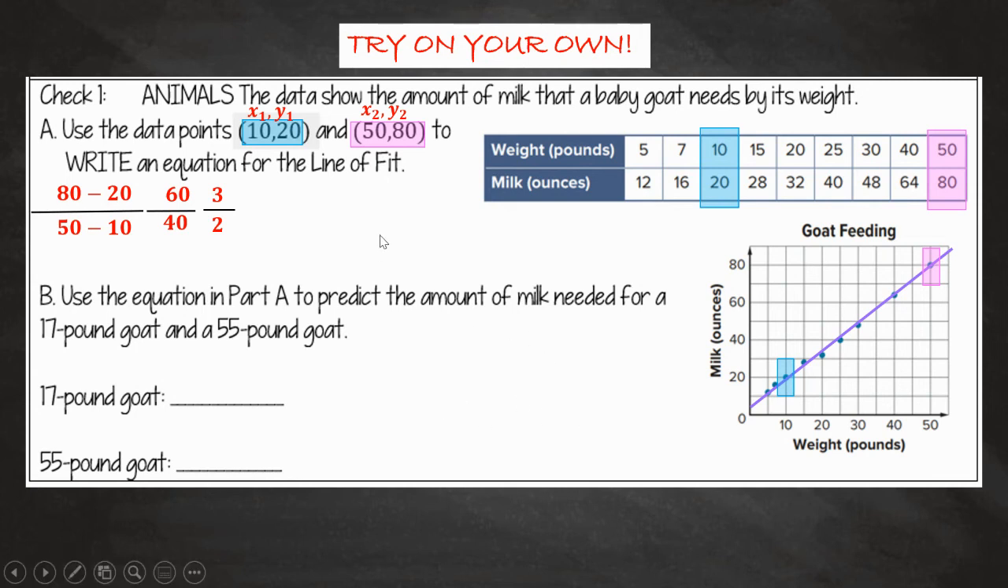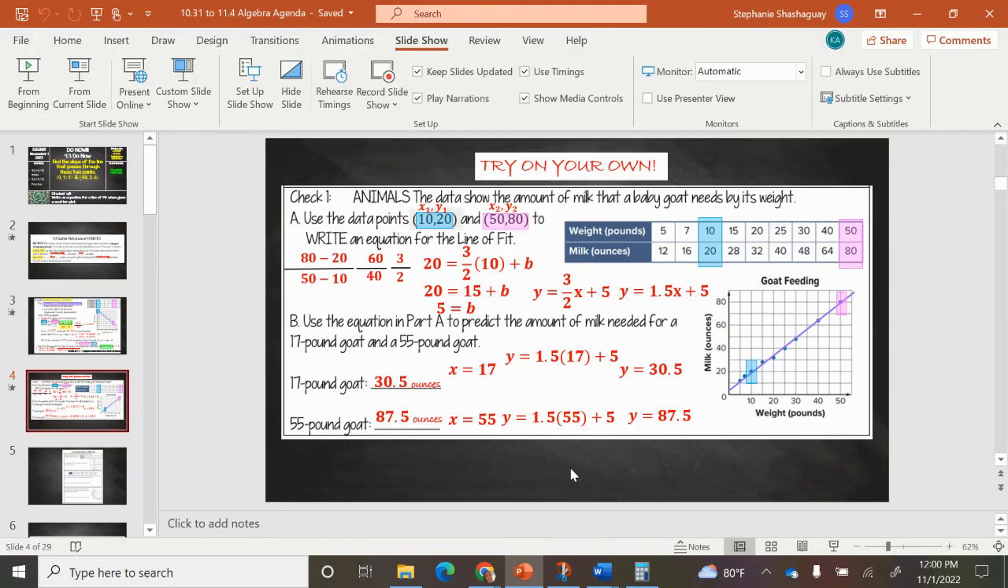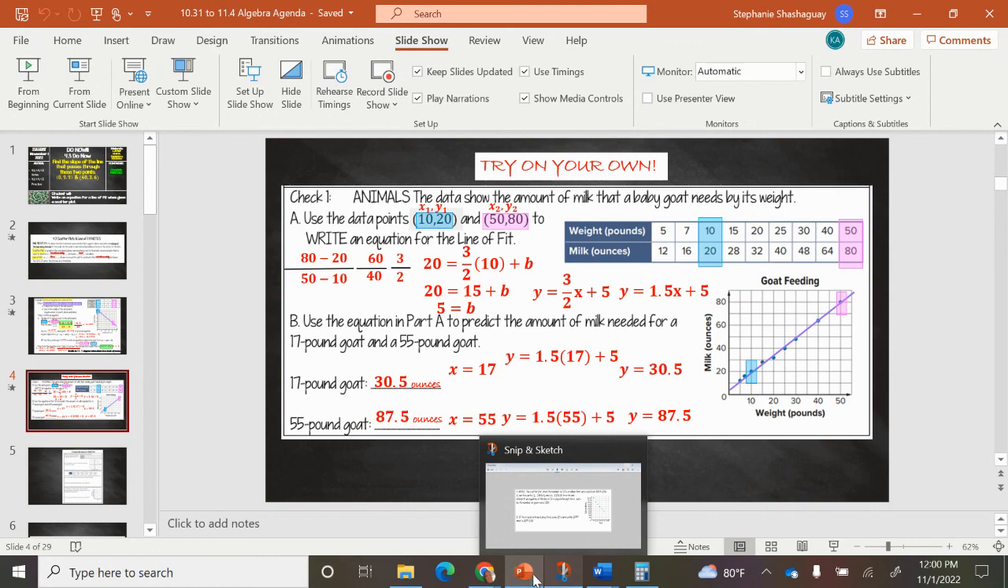Now I want you to go ahead and write the equation on your own and solve the B part, and you can complete this check in Canvas to see if you got it right. If you didn't get it right, you can review what you got wrong and it will show you the finished slide. All right, once you finish the check, then you can work on the practice. You may come and see Ms. Shashagwe if you have any questions.